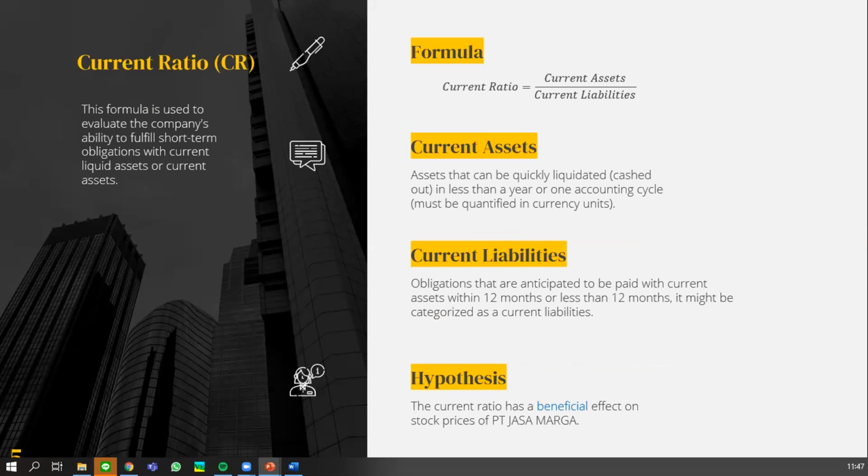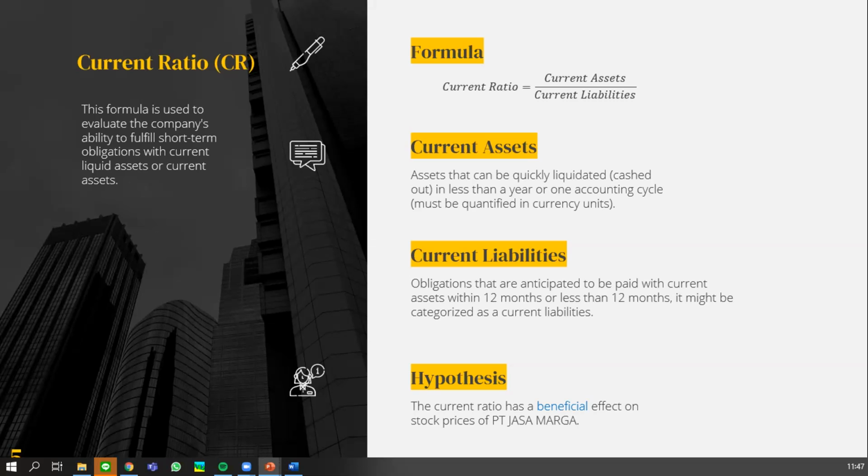So the first element of the study is the current ratio. The current ratio is the simplest method for calculating the liquidity ratio. This formula is used to evaluate the company's ability to fulfill short-term obligations with current liquid assets. The formula for calculating the current ratio is the current assets divided by the current liabilities. The current assets, also known as short-term assets, are assets that can be quickly liquidated or cashed out in less than a year or one accounting cycle.